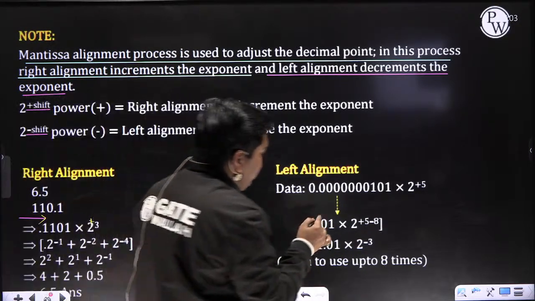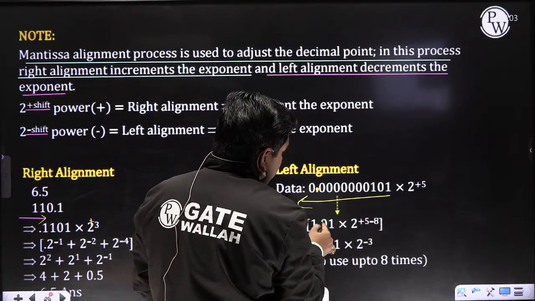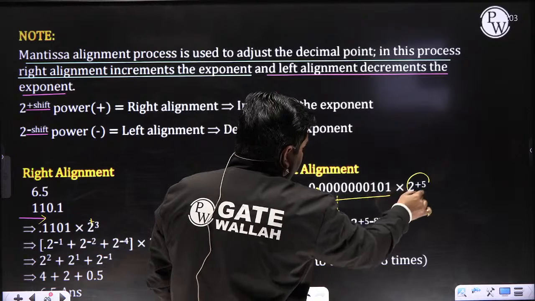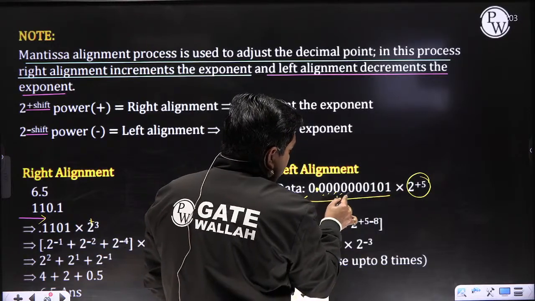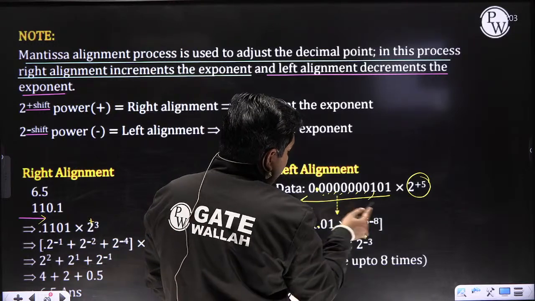When you shift left, like this one, you are shifting left. How many bits are you shifting? Earlier it was plus 5. 1, 2, 3, 4, 5, 6, 7, 8. You write 1.01, then minus 8.